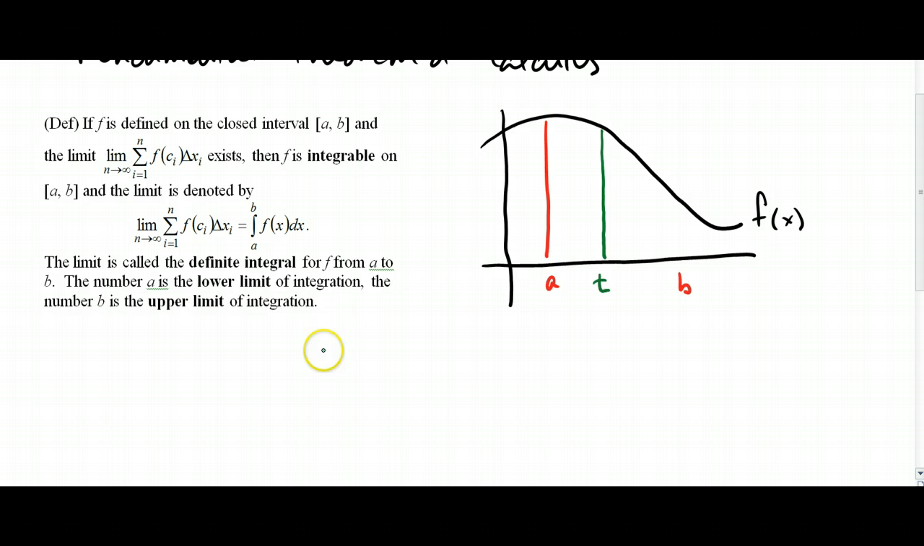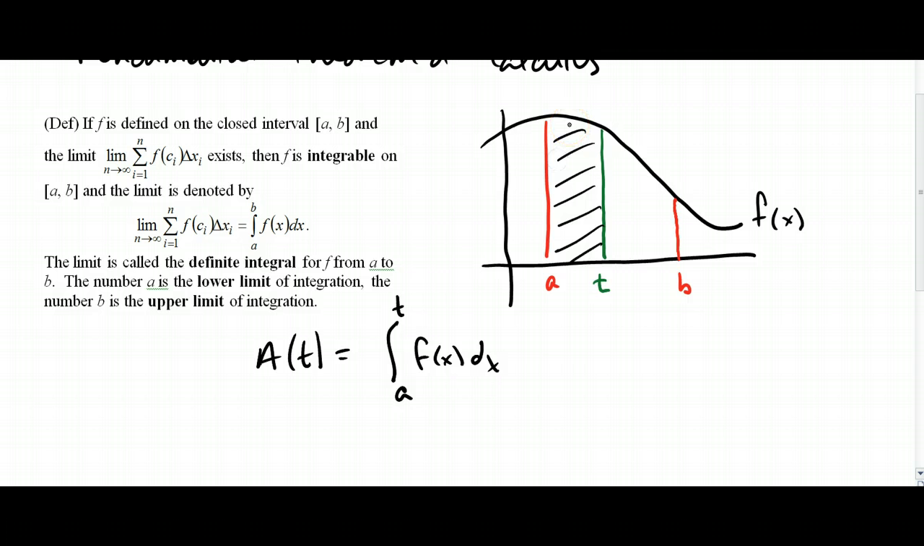And I'm going to come up with an expression. I don't really need to know my region from a to b, but let's say I want to go from my region from a to t. So let's call this expression A of t, and that is going to be equal to the integral from a to t of f of x dx. Now what that allows me to do is take that t value, that x value of t, and move it anywhere in between a and b, and it's going to come up with the area of that region like so, in between x equals a and x equals t.